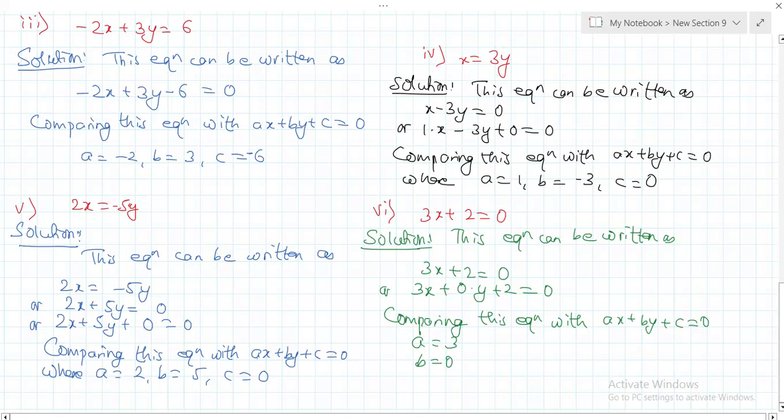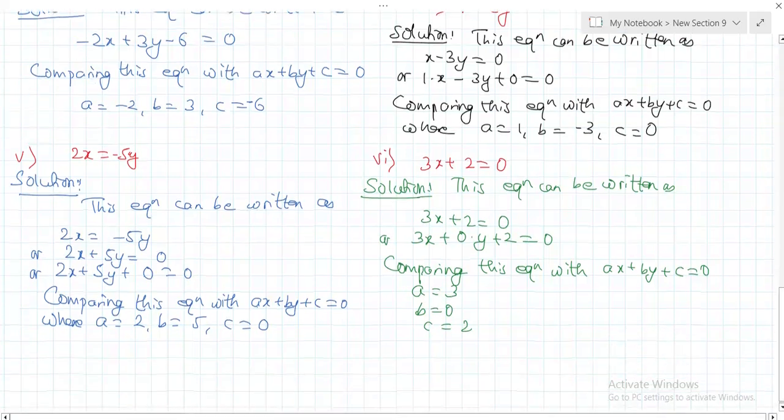Here is plus c, here also plus c. So in the place of c, what is there? 2. So c is equal to 2. So from here we get the values a is equal to 3, b is equal to 0 and c is equal to 2. Now next question. Let us move forward.